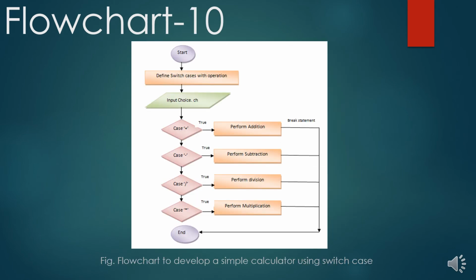Now the next flowchart is to develop a simple calculator using switch case. So it says define switch cases with operation, that is there are 4 operations here: plus, minus, divide and multiplication. And next we have to enter the choice, that is either plus or minus or divide or multiply. So suppose the user presses plus, then addition is performed and it will not go to any other case. It will directly break from here. Similarly, it is true for minus, divide and multiply.